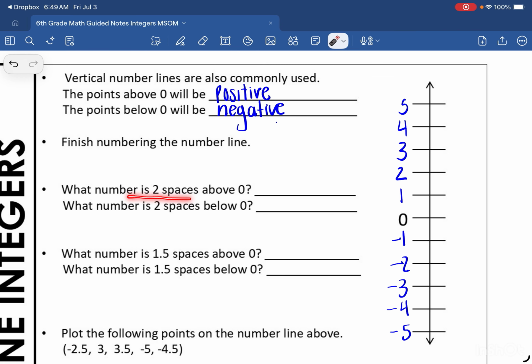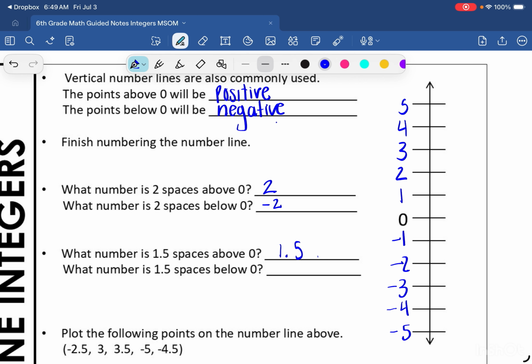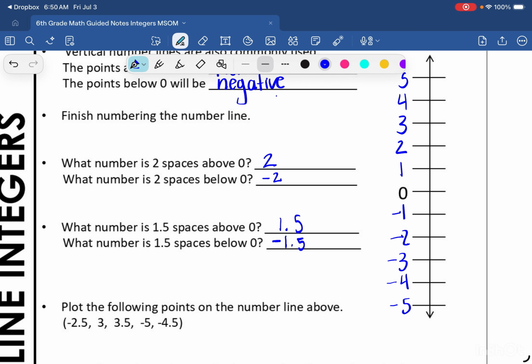What number is 2 spaces above 0? That would be 2. What number is 2 spaces below 0? -2. What number is 1.5 spaces above 0? 1.5. And what number is 1.5 spaces below 0? -1.5.